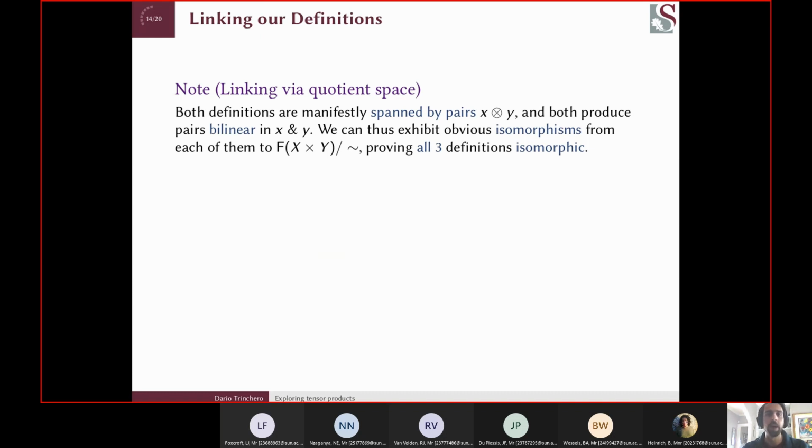Because they are manifestly spanned by pairs of vectors, just like the quotient space was. And of course, they are both bilinear, so they satisfy the quotient relation. So we can write down some pretty obvious linear maps that turn out to be isomorphisms.